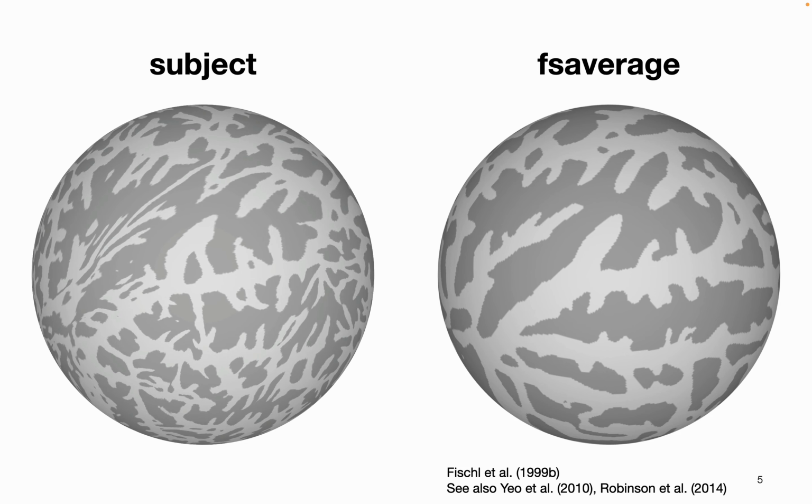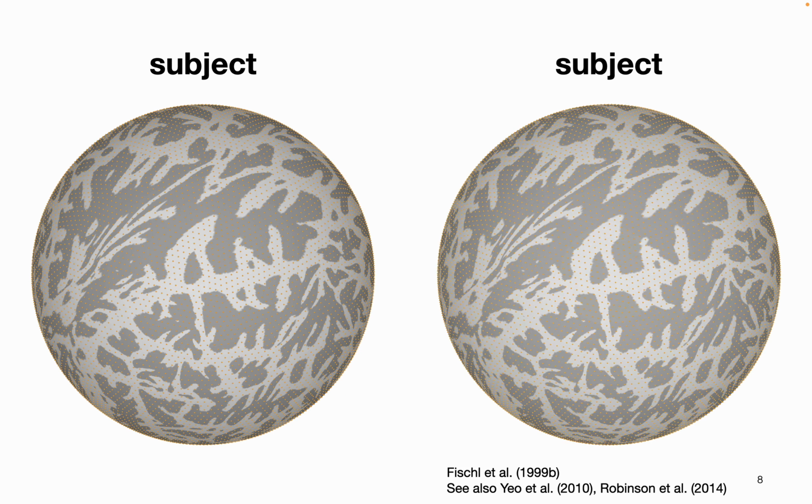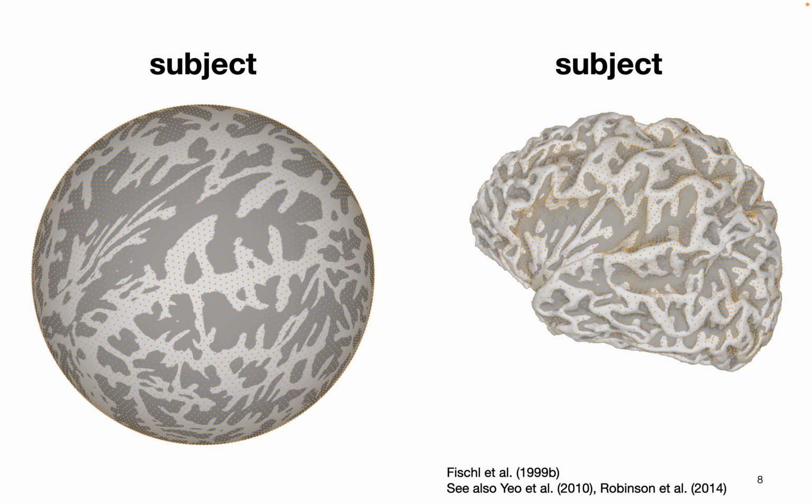After alignment, those two spheres have correspondence, which means that we can project the set of standard cortical vertices from the template back to the subject's spherical surface and also the subject's anatomical surface as well.